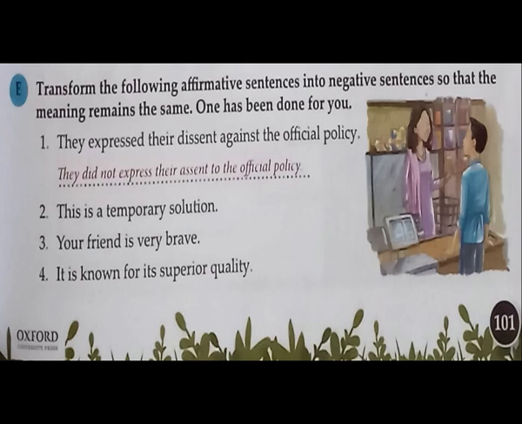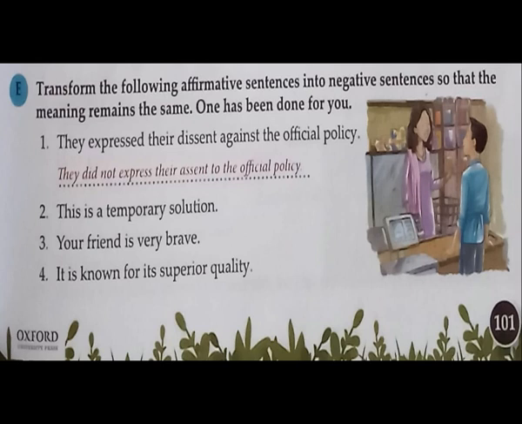For example, in sentence number 1, the sentence was, they expressed their dissent against the official policy. When they make a negative of it, they use the helping verb did not. They did not express their assent to the official policy. Okay. So they have changed the keyword dissent into assent. They have used the opposite, the antonym of dissent, as assent.